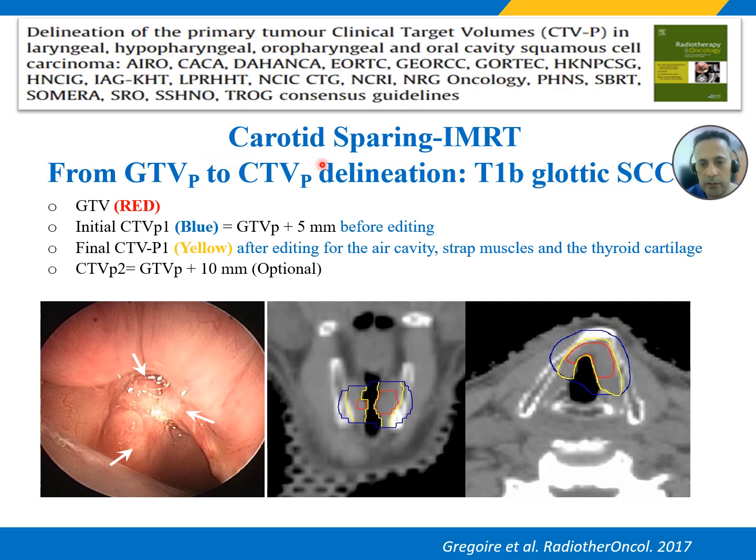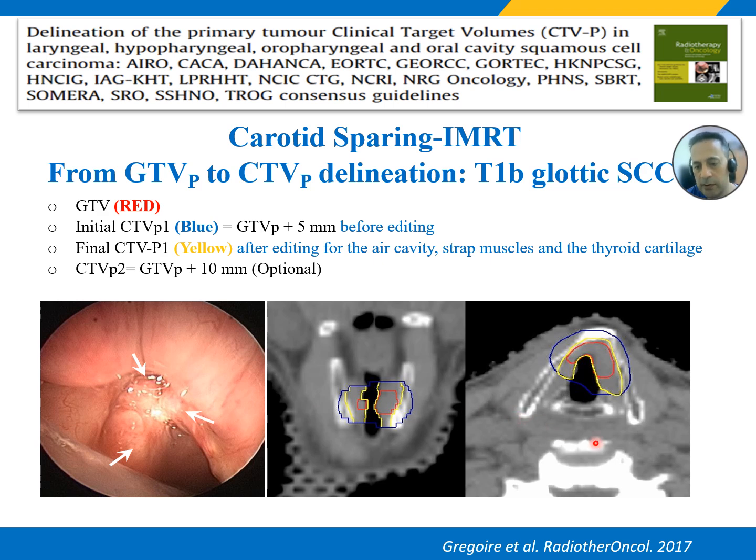How I do carotid sparing IMRT in my practice for T1 glottic SCC. I follow the international consensus guidelines for delineation of the primary clinical target volume in laryngeal cancer. I start contouring with the GTV definition. As you can see in the fiber optic, the tumor is involving the anterior 1/3 of the left vocal cord, extending to anterior commissure and involving the anterior part of the right vocal cord.